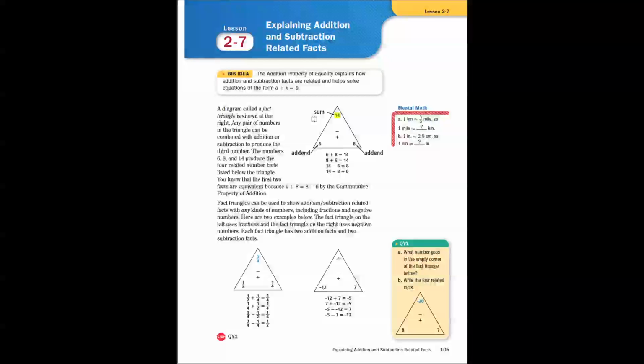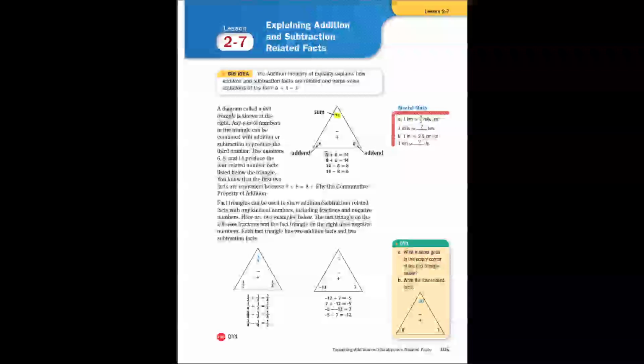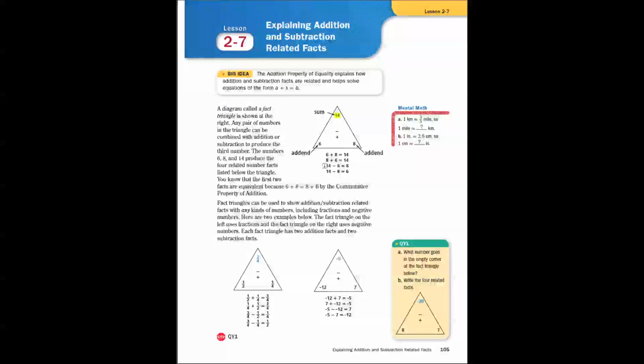And we see that for this problem, there are in fact 4 facts. Count them. 1, 2, 3, 4. Yeah, I see 4 of them right there.